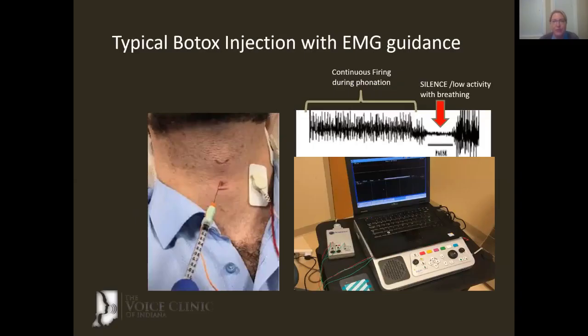And so there are some limitations with Botox. And sometimes doing hooked wire EMG can actually be kind of helpful in figuring out which muscles are most active, and then we can really target those muscles a little better with our Botox.